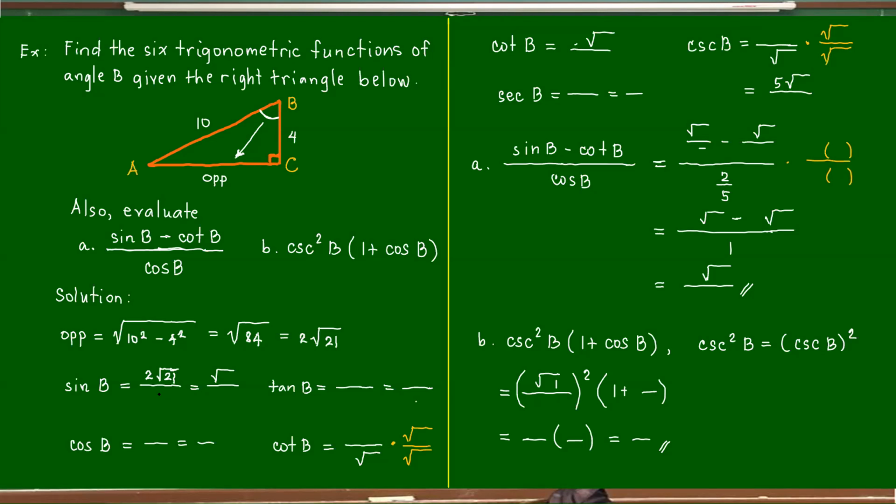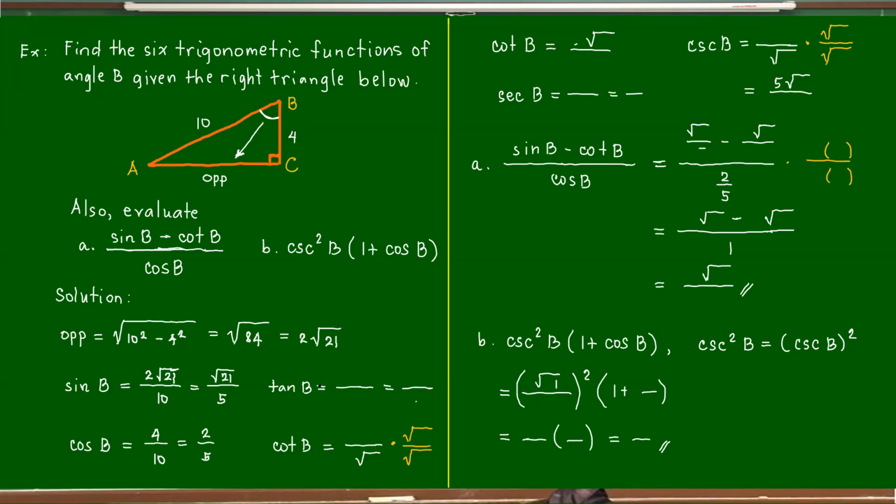Over what? Over hypotenuse, over 10. So simplifying, we get square root of 21 over 5. So that's the sine of angle B. What about cosine B? Cosine B is adjacent to angle B, that is 4 over hypotenuse. Simplifying, we get 2 over 5. Okay?